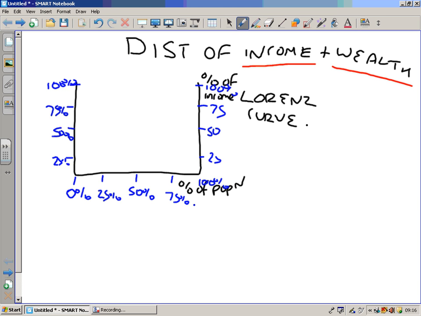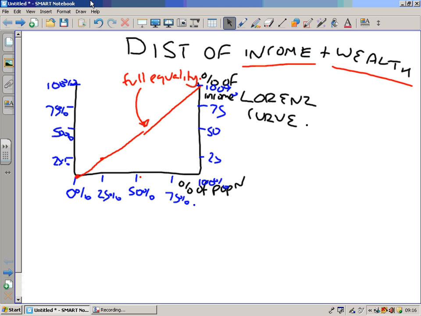Now, if we were to draw a Lorenz curve first of all, which shows full equality, we'd say the lowest 25% of the population earn 25% of the income level. We'd then say that the first 50% of the population earn 50% of the income. So this red line, our curve, shows full equality. That's when everybody earns the same.